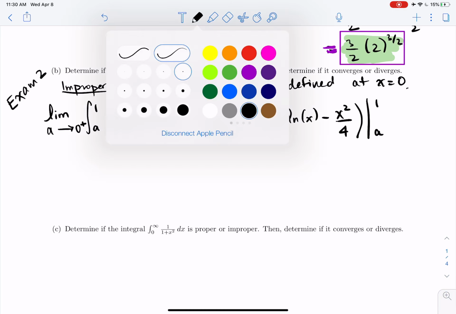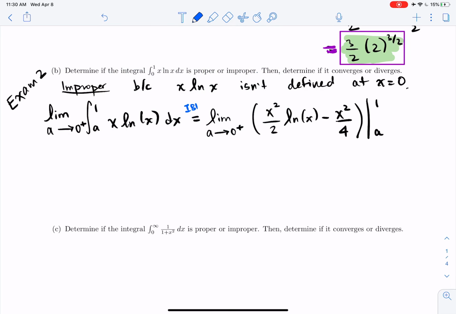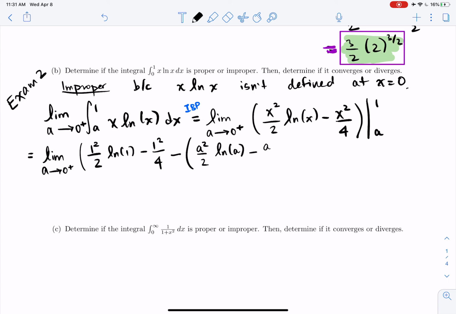Okay, so if you do integration by parts, I'm not going to show that to you. Some of you already did it, but integration by parts will give you this expression. Then we're going to go ahead and plug in our limits of integration a to 1. So this is 1 squared over 2 natural log of 1 minus 1 squared over 4 minus, now we plug in our other limit, we have a squared over 2 natural log of a minus a squared over 4. Okay. And we can simplify this a little bit before we take the limit as a goes to 0 from the right.